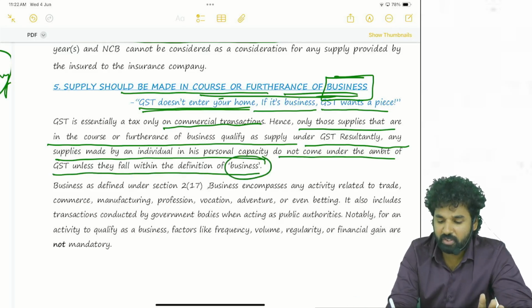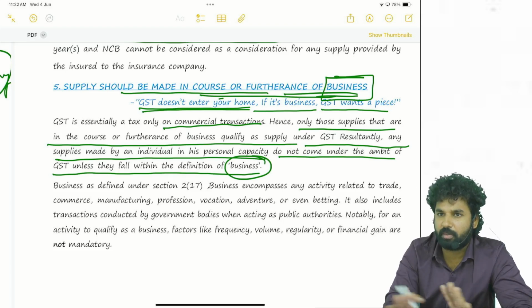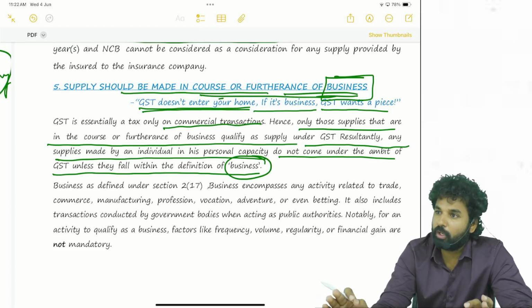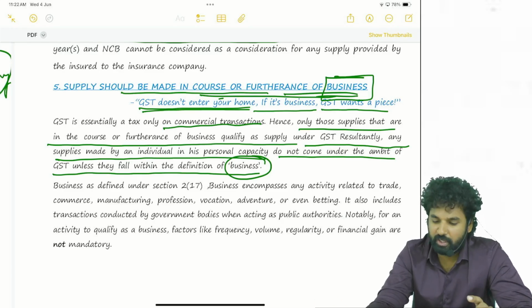When there is a personal transaction, it is not a business, and hence it is not a supply. Only commercial transactions, only business transactions attract GST.